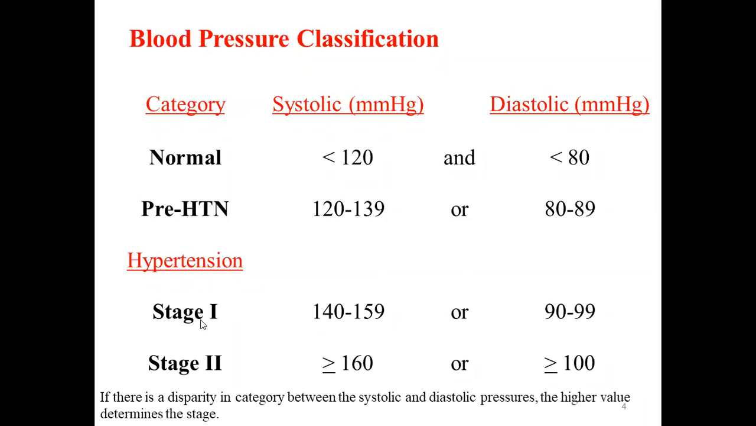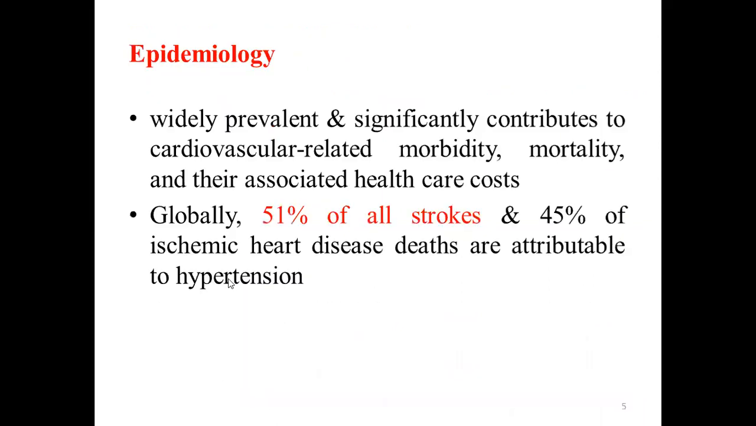So if there is a disparity in the stage, the highest category will define the stage of the disease. In this condition, 145 seems stage 1, but the diastolic is in stage 2. So the stage of the hypertension will be the highest category. So you have to know the difference. Okay, so this is how we categorize hypertension.